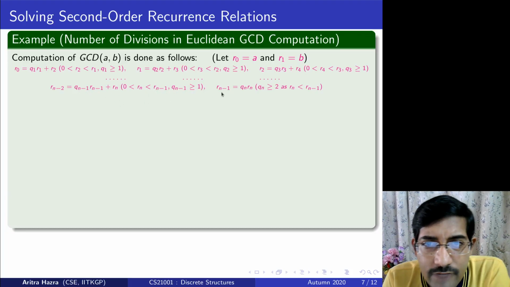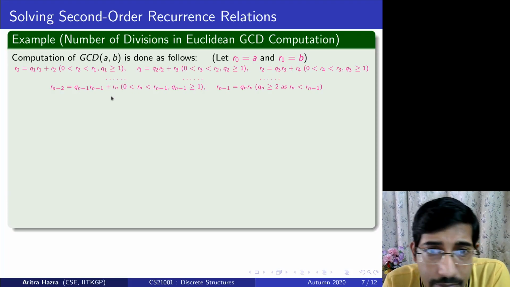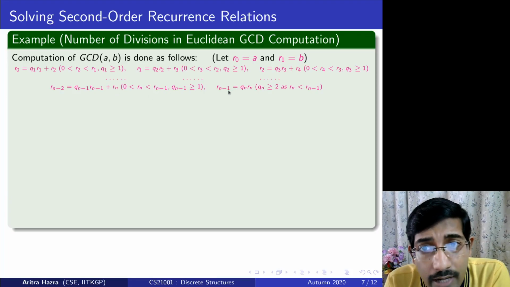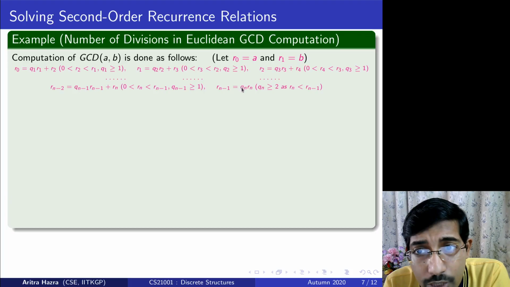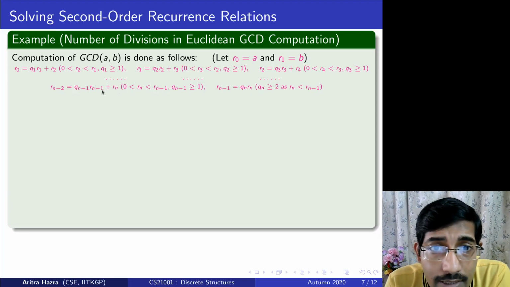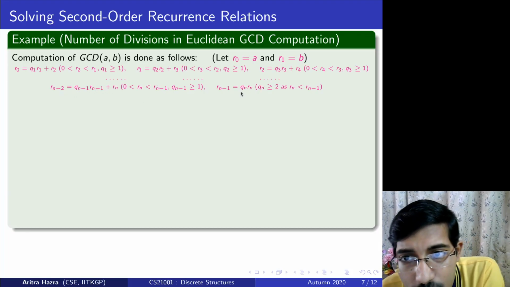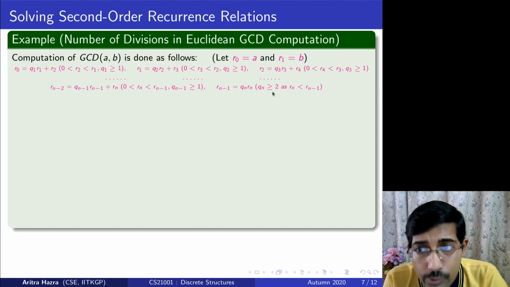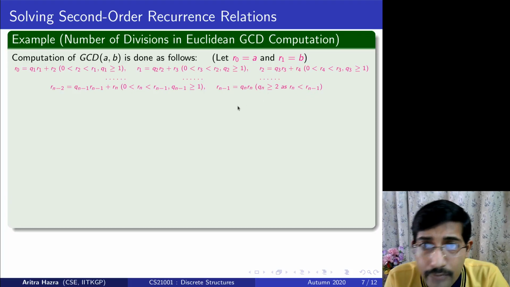Eventually, when you get the remainder Rn while dividing Rn minus 2 by Rn minus 1, and your solution is Rn, then Rn must divide Rn minus 1. Divide means that your Qn must be greater than or equal to 2, because if it is 1, then Rn minus 1 is itself equal to Rn, and I would have got the solution in the previous step. At the final step I do not have any remainder anymore, and my Qn must be greater than or equal to 2. And obviously Rn must be less than Rn minus 1 due to this relation.